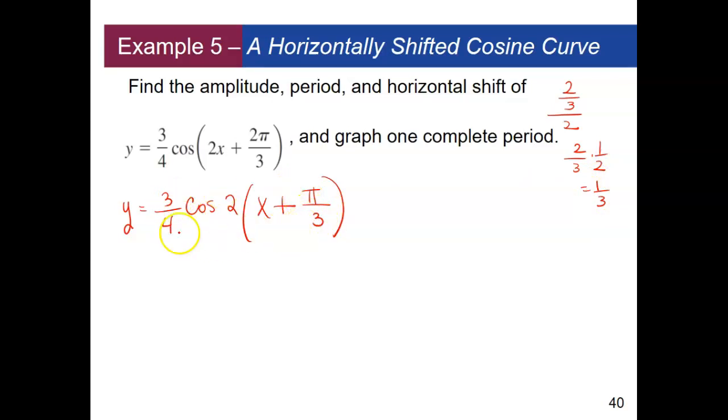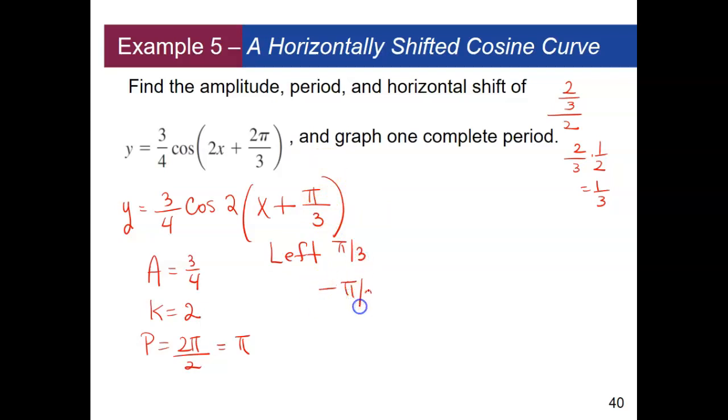So once you get it to this point, you can pretty clearly identify what you need. Your amplitude is going to be 3/4. The K is 2, so the period is 2 pi over K, which is just pi. And then we're going to have a horizontal shift left pi over 3, or you may see it as negative pi over 3.